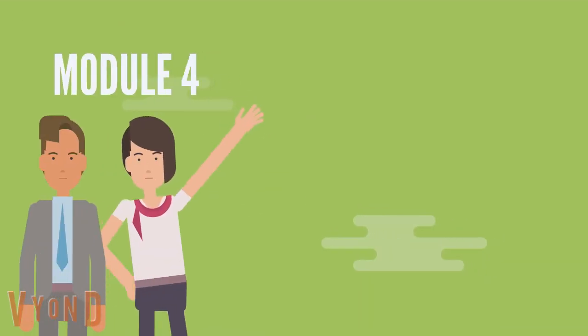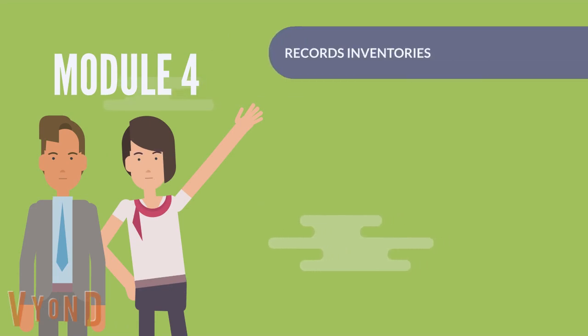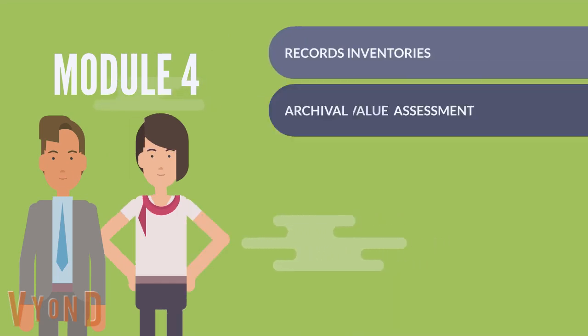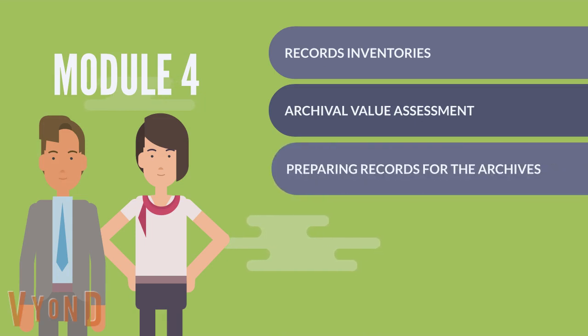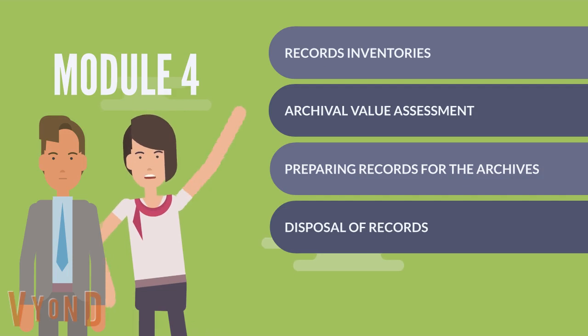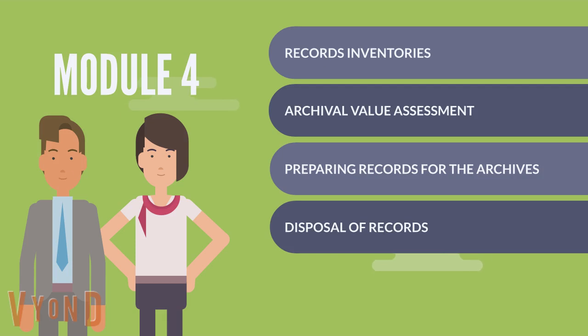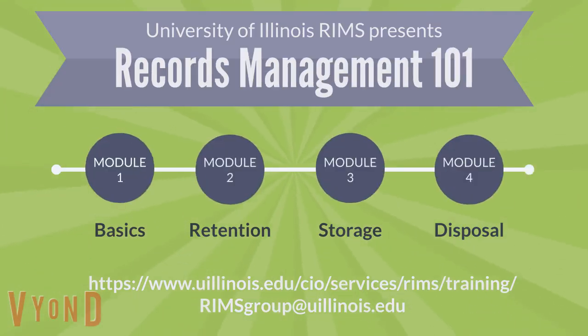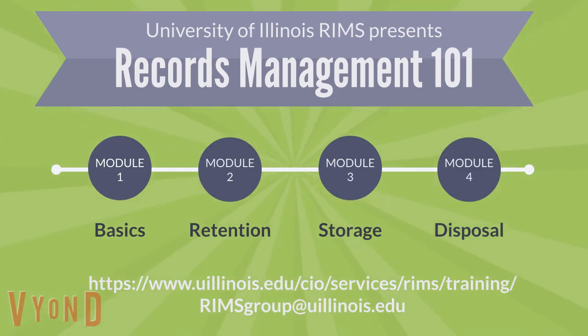Okay, let's recap everything we've learned in Module 4. We've covered how to inventory your records, learn when records have archival value, and what the process is for preparing records for transfer to the archives, learning the process for disposing and destroying your paper and digital records, and learning special requirements for disposing of records that contain sensitive information. You have completed Module 4 of Records Management 101 for University of Illinois employees.